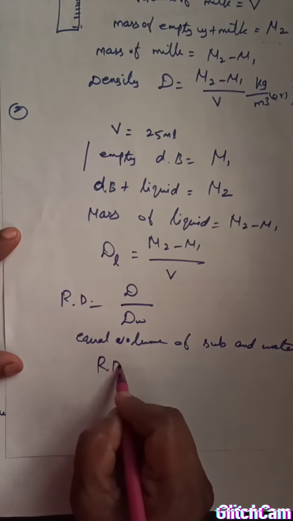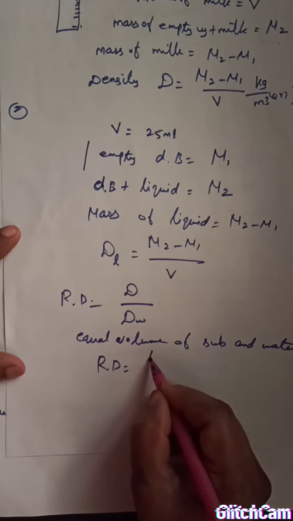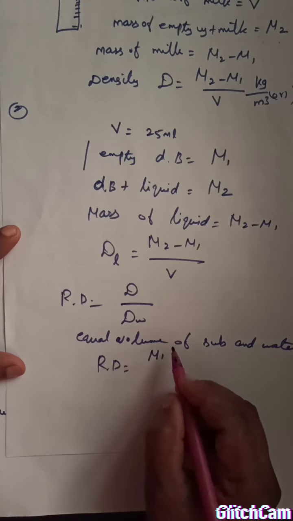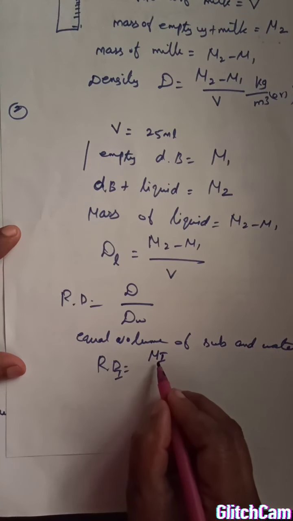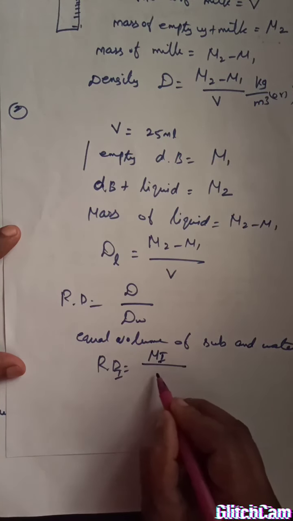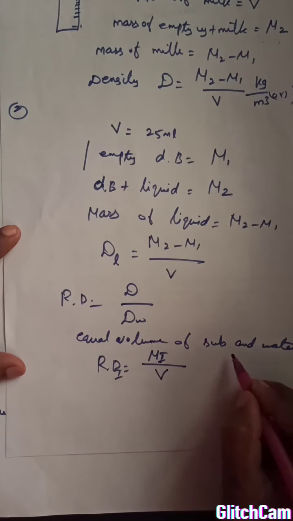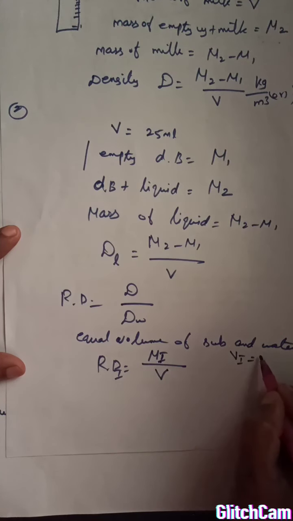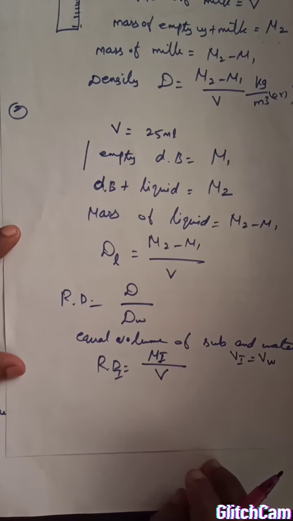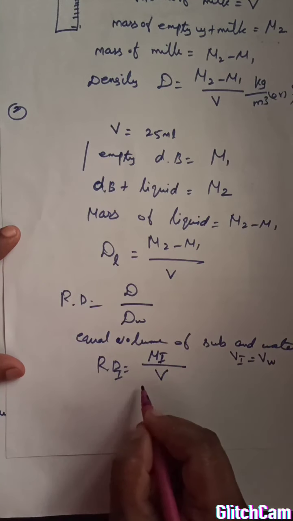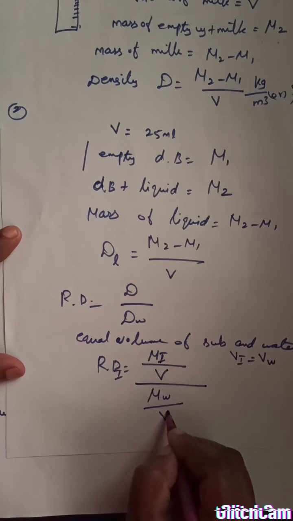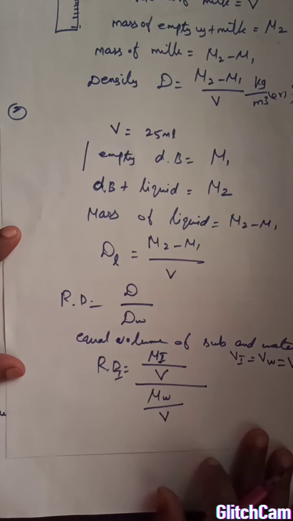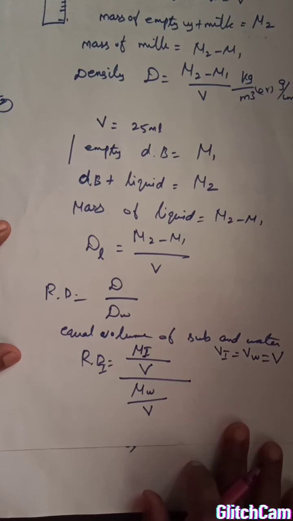Now relative density, how do we write it? To find the relative density of iron, it is mass of iron upon volume, upon mass of water upon volume. Why do I mention volume? Because the volume of iron is also equal to the volume of water. That is the condition we have taken here, because both are the same. I hope you understood.